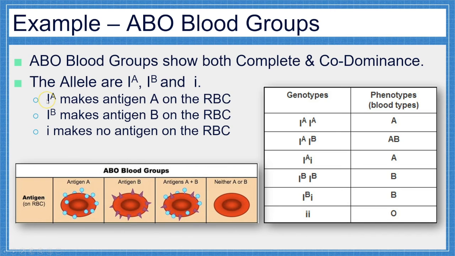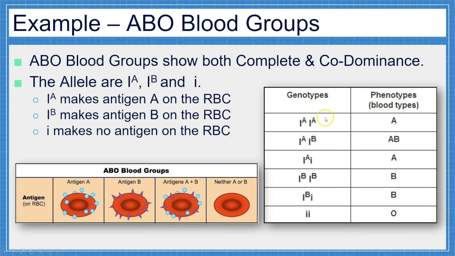And so what happens here is if you have IA, it makes something called antigen A on your red blood cell. If you have IB, it makes antigen B on the red blood cell. If you have a little i, it doesn't make any antigen on it. Okay, so this is sort of what we're talking about here. So I think antigen A is like the blue circles, B is like the purple cones, and if you have little i, it doesn't make either of them. And so what can happen is you can have all these different combinations. So instead of the normal 3, we can actually get 6 different combinations.